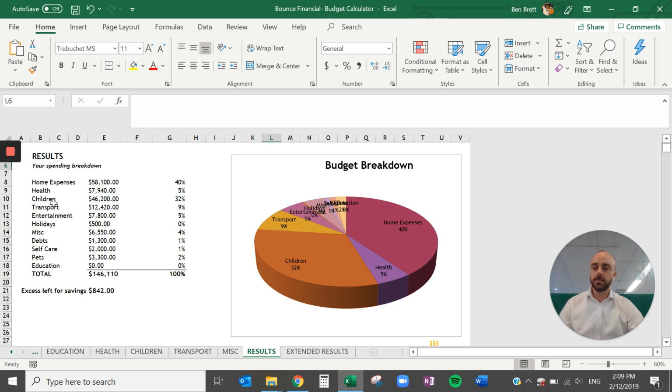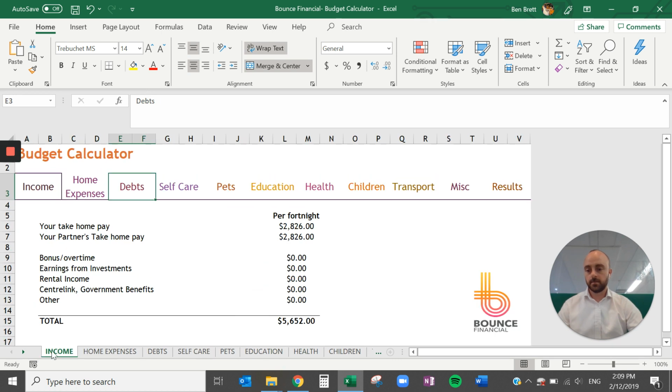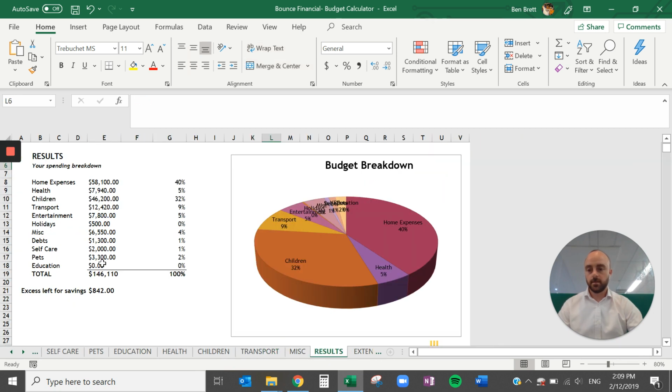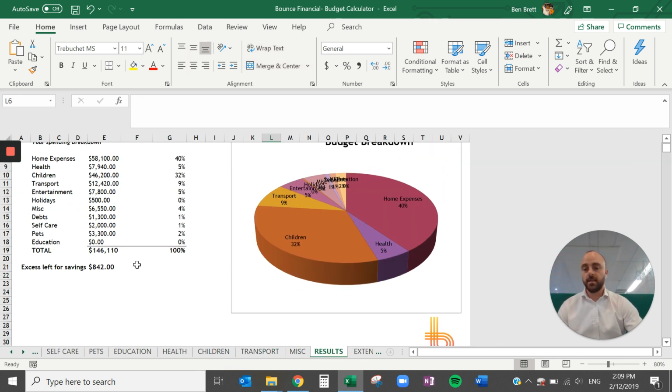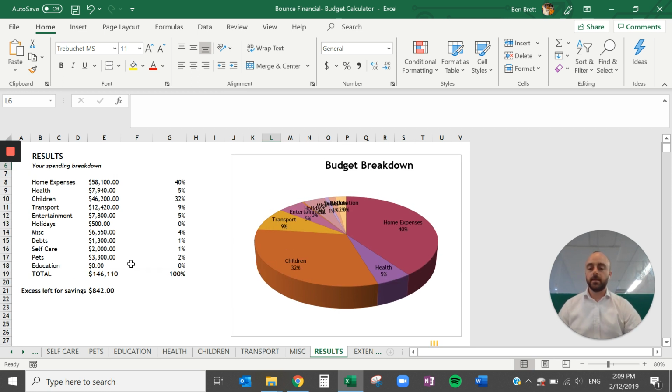Cool. All right. So you can see now that this balances. The income coming in after tax is $5,652 a fortnight, and the cost going out is $146,000 a year. So excess left for savings is $842. Now, optimally, you would want more. As a savings amount, you really want to be working towards 20-30% of your after-tax salary going to savings, because that's what we want to do. But for this family right now, it's very, very tight. So that's just where we're at.